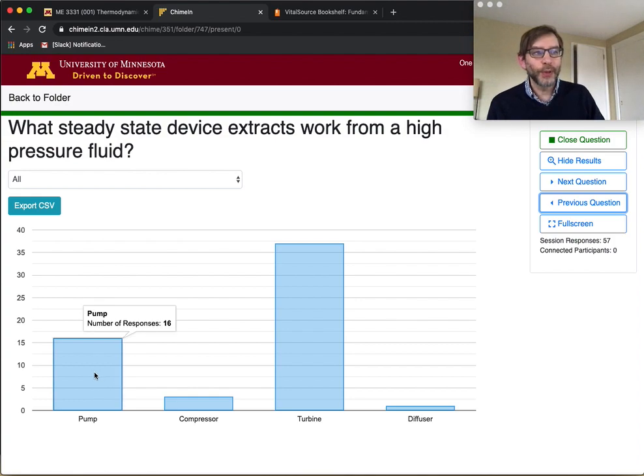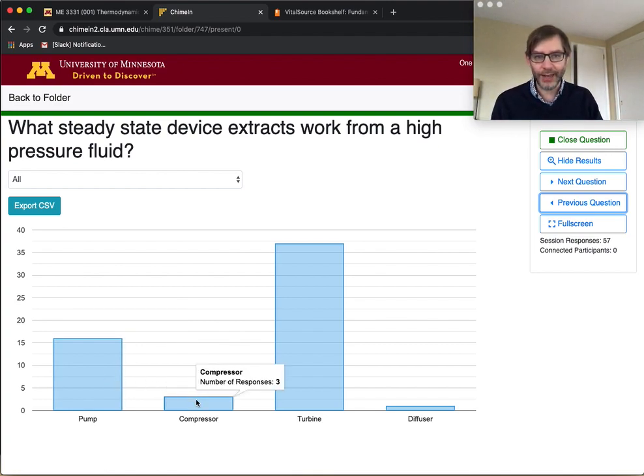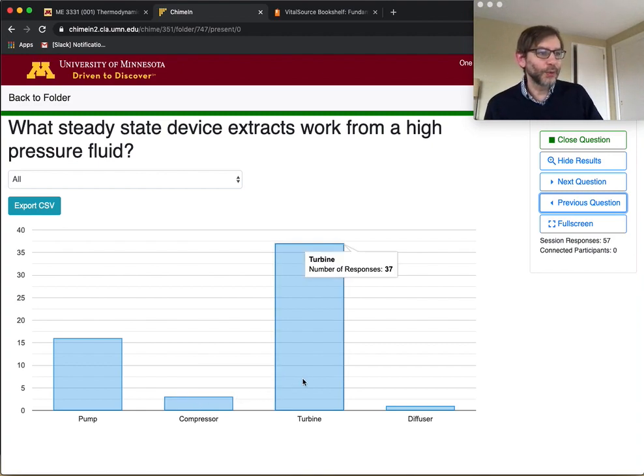A pump is not right. Essentially, a pump is something where you put work in to raise the pressure of a fluid. Low pressure fluid goes in, mostly liquid for pumps, and out comes high pressure fluid. A compressor is the same deal, but mostly we use the term compressor for gases. So those are not totally right, guys. A turbine is the correct answer, so at least we got the correct answer there.